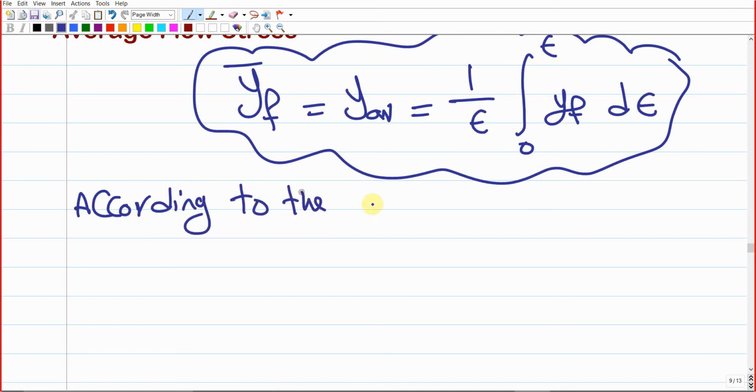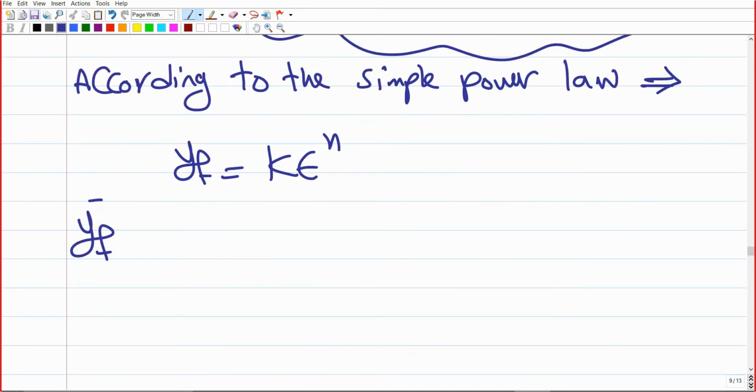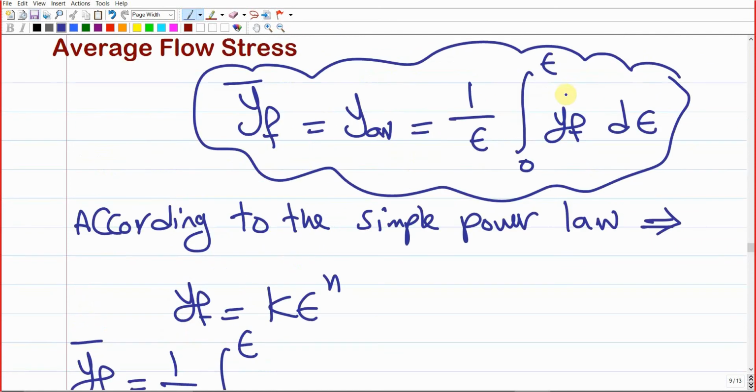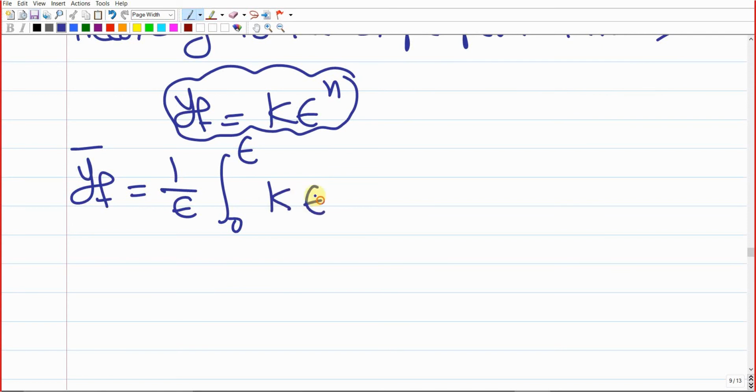So what is the average flow stress? Let us work according to the simple power law. According to the simple power law, what should be the flow stress? Should be K epsilon bar N, right? So if you plug this one here and do the integration, this should give us the Y average, the average flow stress: 1 over epsilon, the integration from 0 to epsilon of the flow stress. How much is the flow stress? According to the simple power law, this is the flow stress, so it should be K epsilon bar N d epsilon equals.